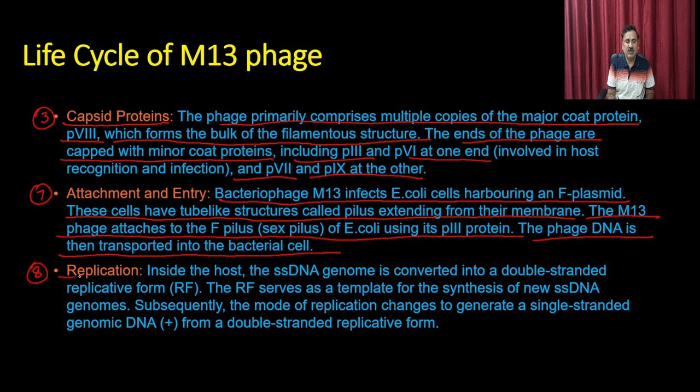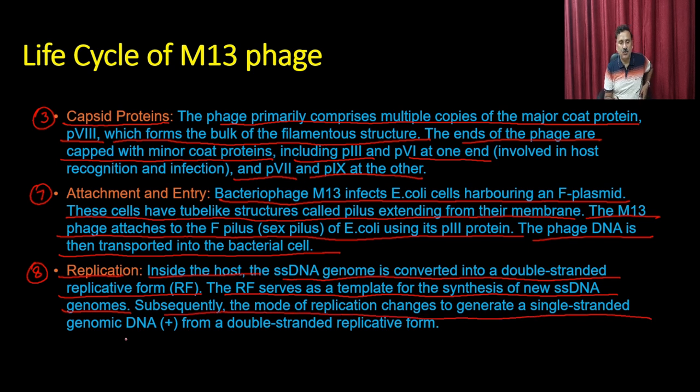Number 4, the replication. So, inside the host, the single stranded genome is converted into a double stranded replicative form. The RF serves as a template for the synthesis of new single stranded genome. Subsequently, the mode of replication changes to generate a single stranded genome from a double stranded replicative form.